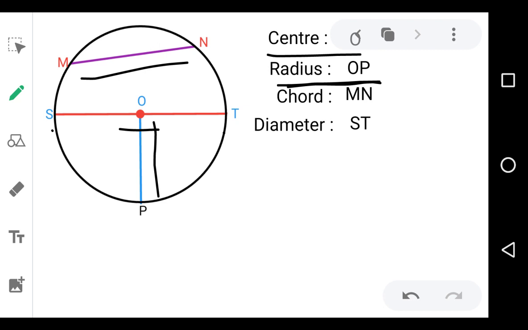So in this video, what did we learn? We learned about the circle and its parts. What did we learn? Chord, radius, diameter and center. Here we complete the second topic of geometrical figure, circle. Now we will meet in the next video.